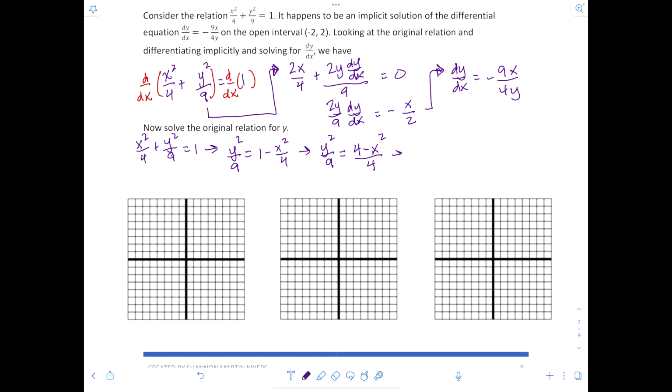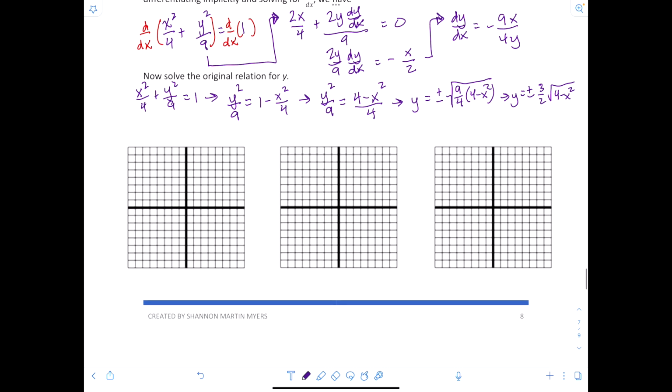And then multiplying both sides by 9 and taking the square root, we would have y is plus or minus the square root of 9/4 times 4 minus x squared, which of course would be y is plus or minus 3/2 times the square root of 4 minus x squared. So what is all that doing for us except a bunch of algebra and calculus? Now, let's check it out.